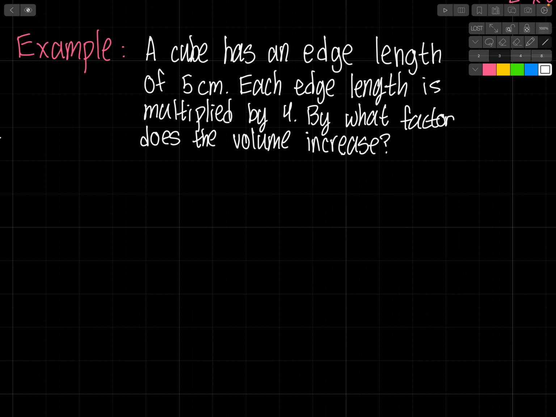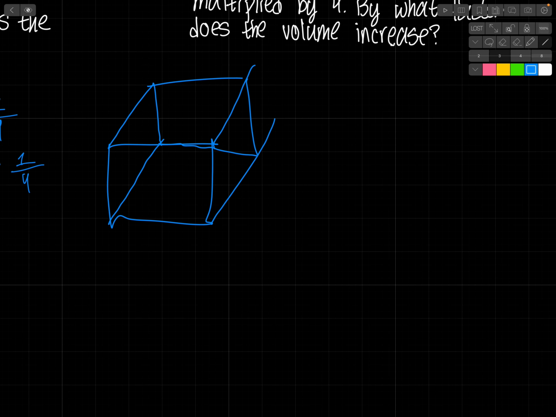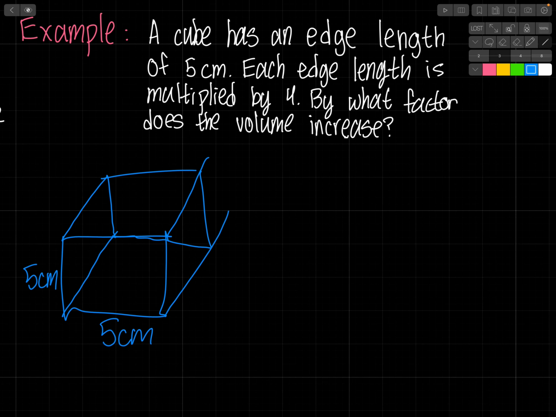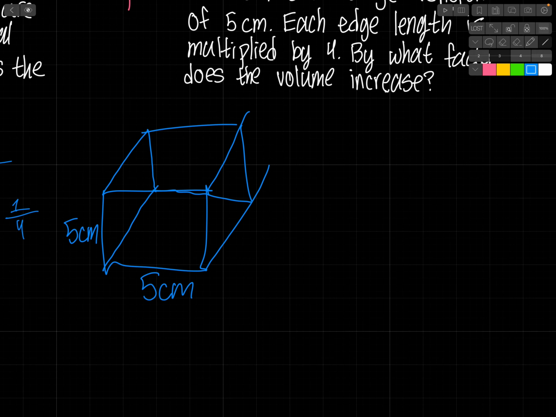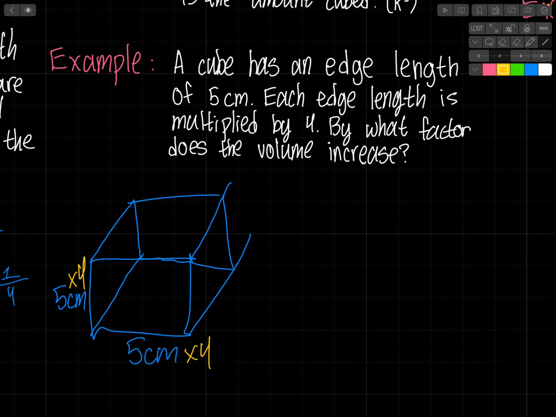So let's first draw our cube. So we have a cube here. Not the best at drawing 3D images, so bear with me here. Okay, so we have a cube. Now the edge length is 5 centimeters, so 5 centimeters by 5 centimeters. Okay, so each edge length is multiplied by 4, so everything is being multiplied by 4. So by what factor does the volume increase?